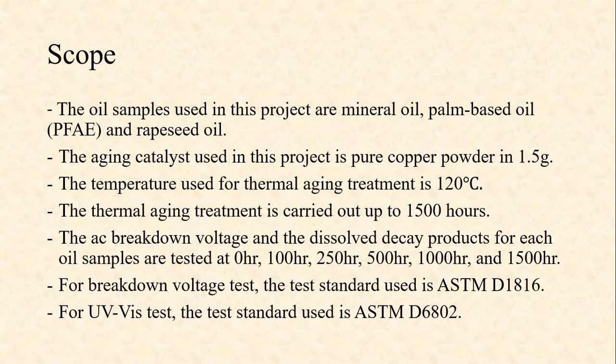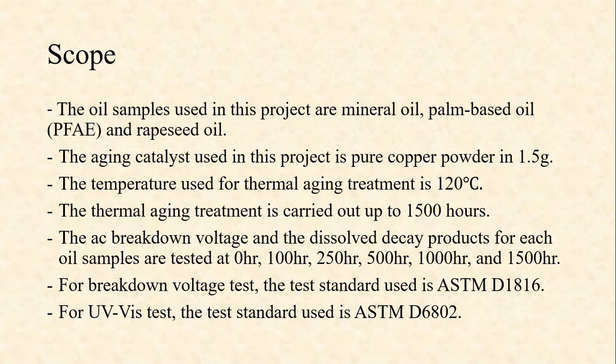Now, I'm going to talk about the scope for this project. The oil samples used in this project are mineral oil, palm-based oil, and rapeseed oil. The aging catalyst used in this project is pure copper powder in 1.5 grams. The temperature used for thermal aging treatment is 120 degrees Celsius. The thermal aging treatment is carried out up to 1,500 hours.